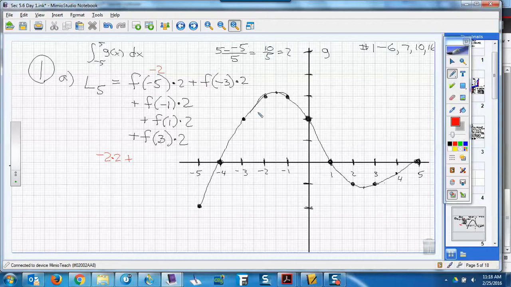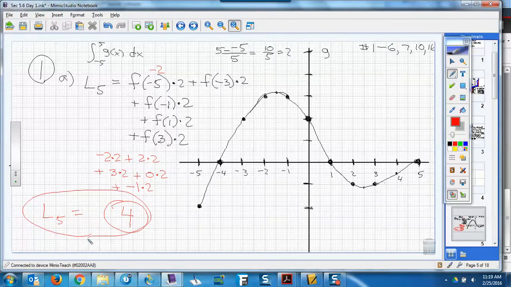I mean, or look at the one in your book, maybe, whatever. I don't care. But so it's 2. So that's 2 times 2 plus, what's f of negative 1? 3 times 2 plus f of 1? 0 times 2 plus f of 3? Negative 1 times 2. So we can add those up. We got negative 4 plus 4 is 0. 6 plus 0 plus negative 2. What's that? A total of 4? So we just found L5, our 5, right?